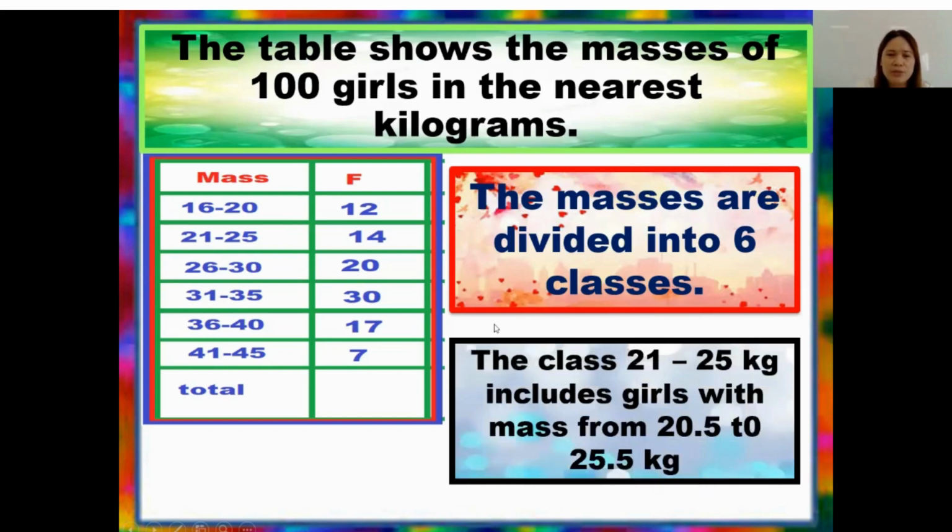And the class 21 to 25, for example, includes girls with mass that is 0.5 before 21, which is 20.5, and 0.5 after 25. So this is 20.5 to 25.5, while this one here is 15.5 to 20.5. This class interval includes the masses 25.5 to 30.5, and the rest are the same.